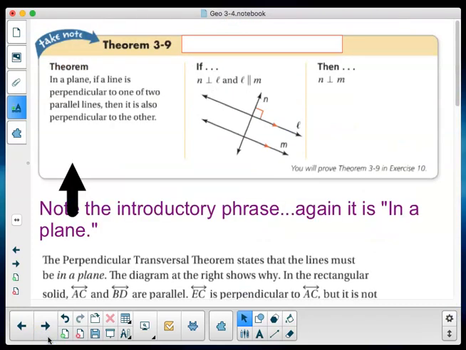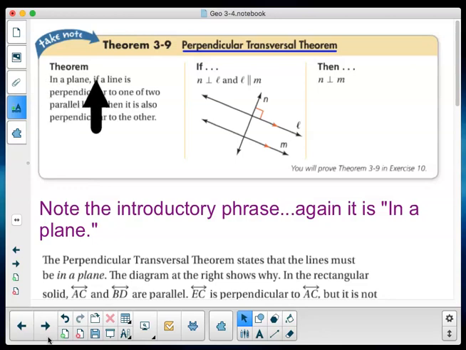Now, moving on. Our next thing is the perpendicular transversal theorem. Well, in a plane, that might be a theorem. If a line is perpendicular to one of two parallel lines, then it is also perpendicular to the other. If a line is perpendicular to one of two parallel lines, then it is perpendicular to both parallel lines. Note the introductory phrase again: in a plane.